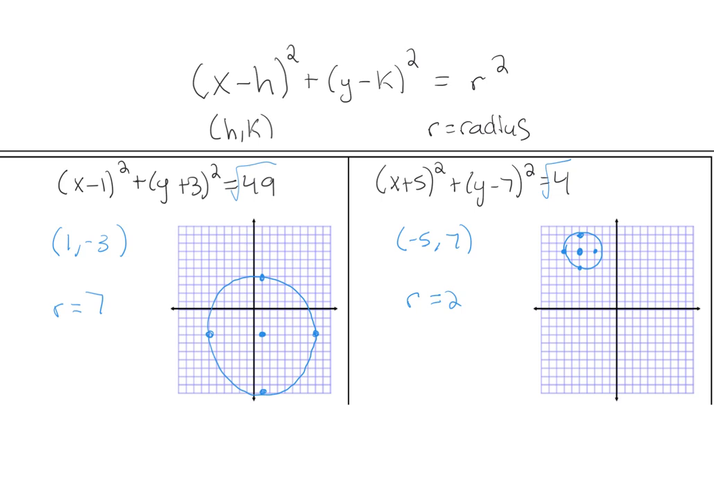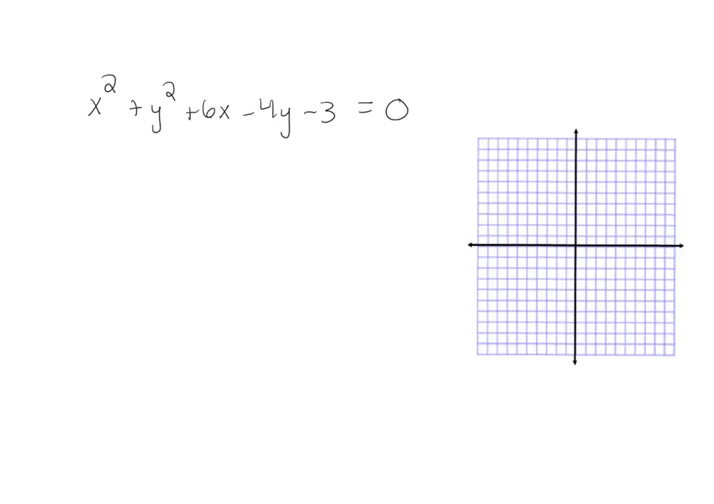But next we're going to practice converting to standard form of a circle. Okay, so now we have x squared plus y squared plus 6x minus 4y minus 3 equals 0. And our goal is to convert this to standard form, that (x minus h) squared plus (y minus k) squared equals r squared. And then we'll graph it.